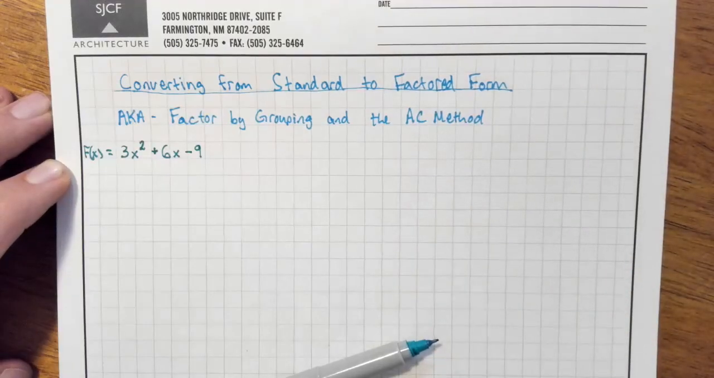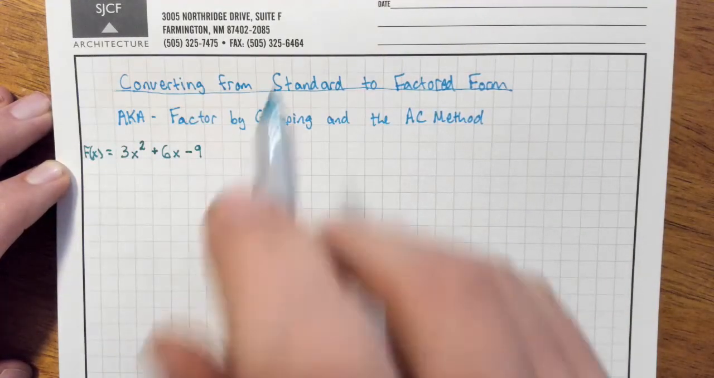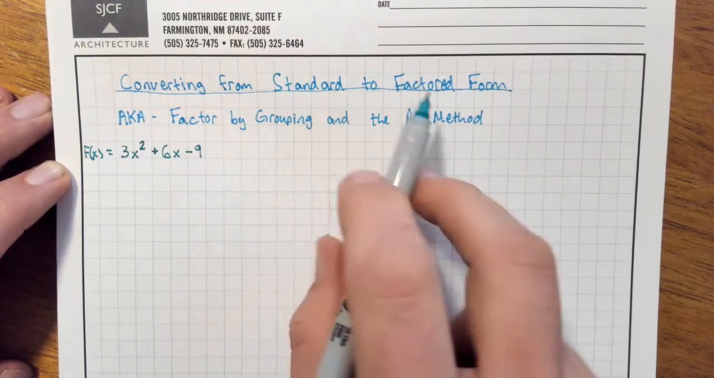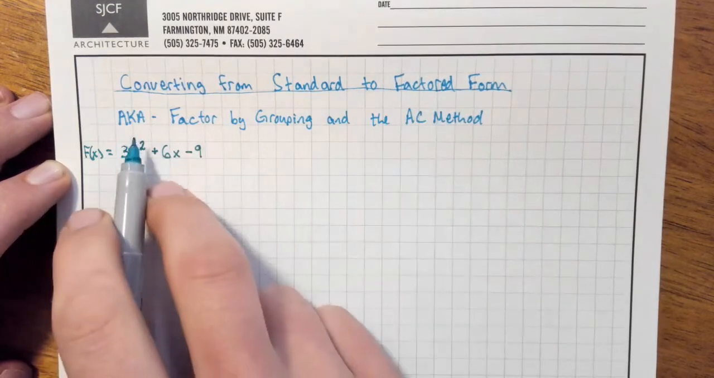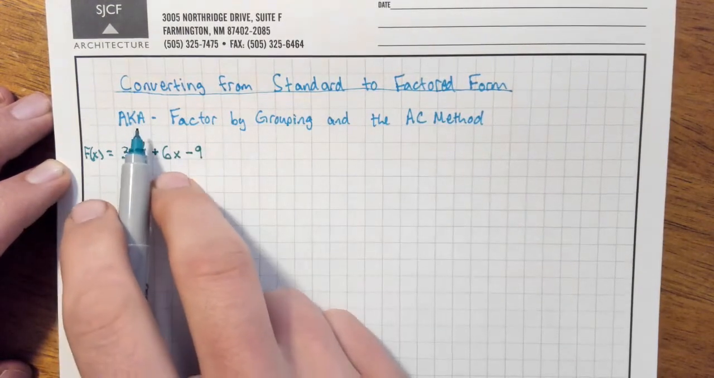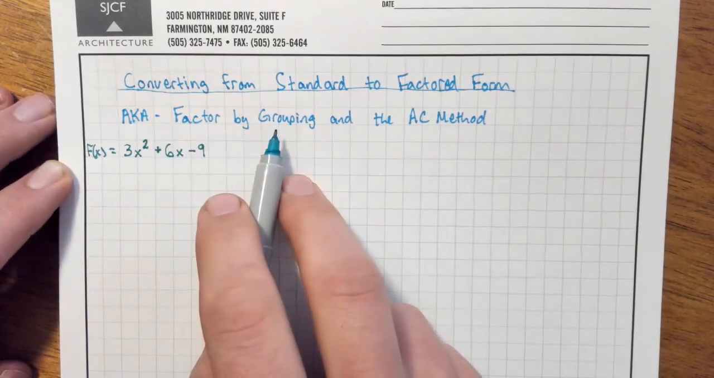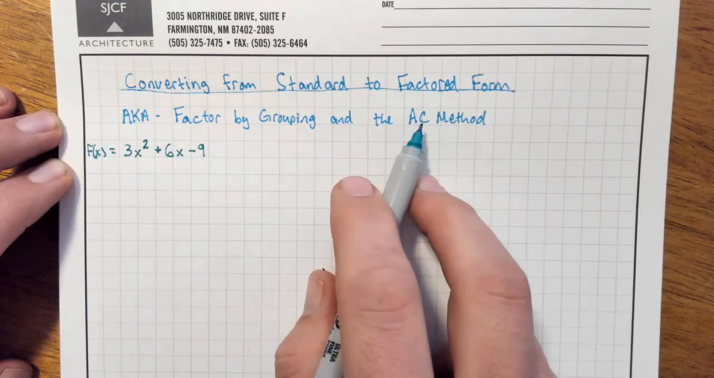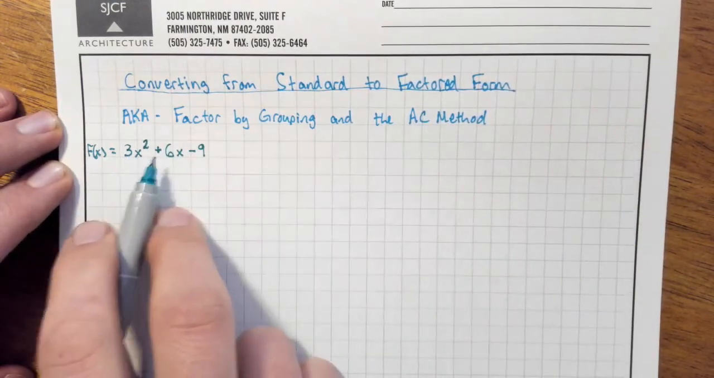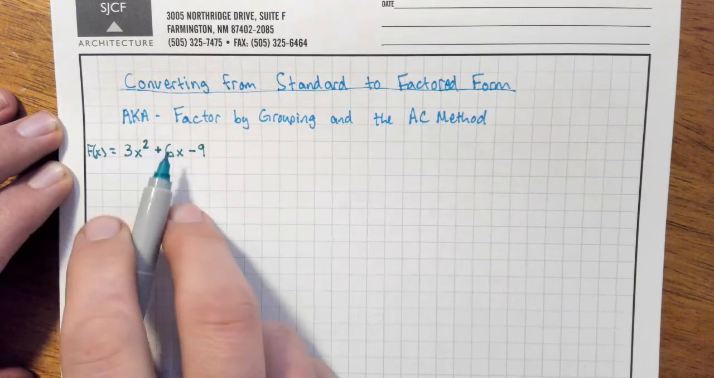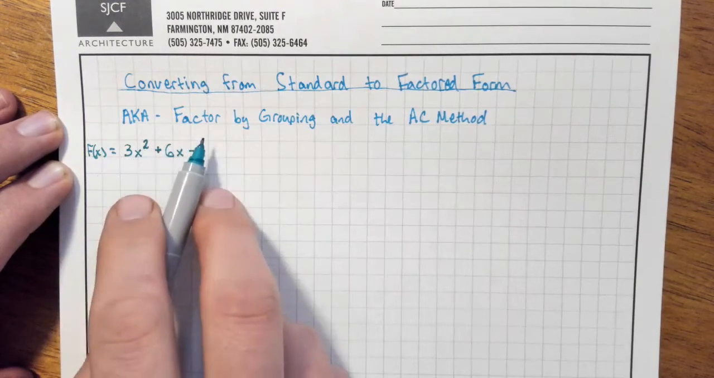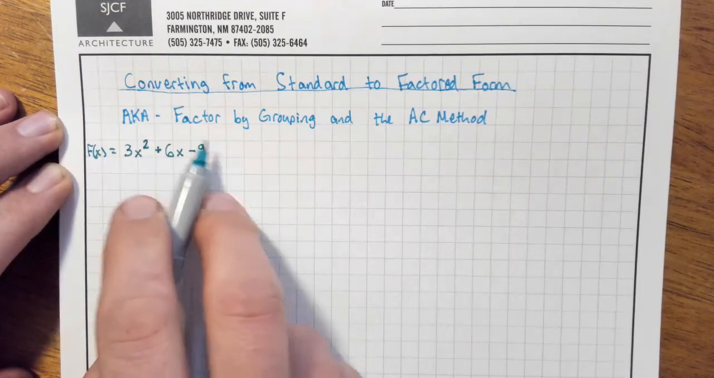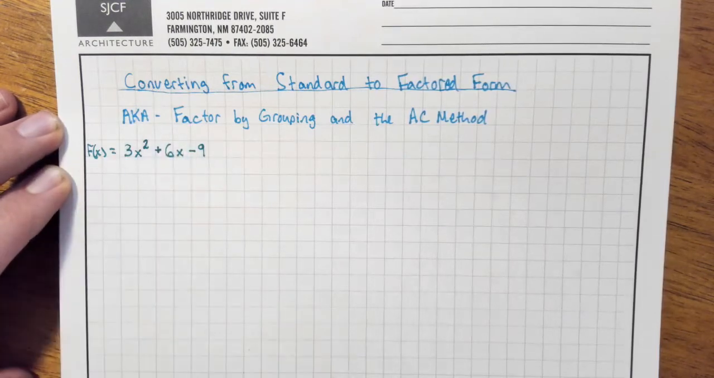Hey guys, in this video, we are going to try to convert a quadratic function from standard form into factored form. There are two methods for this, also known as factor by grouping and the AC method. I'll explain what the AC means in just a bit. Here's a function, f of x equals 3x squared plus 6x minus 9. This is a quadratic function in standard form, and we are going to convert this into factored form.